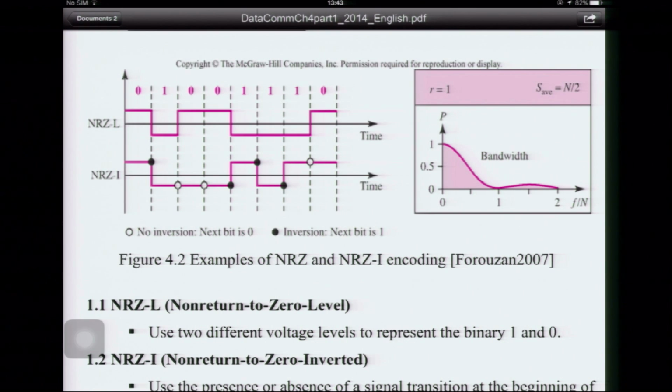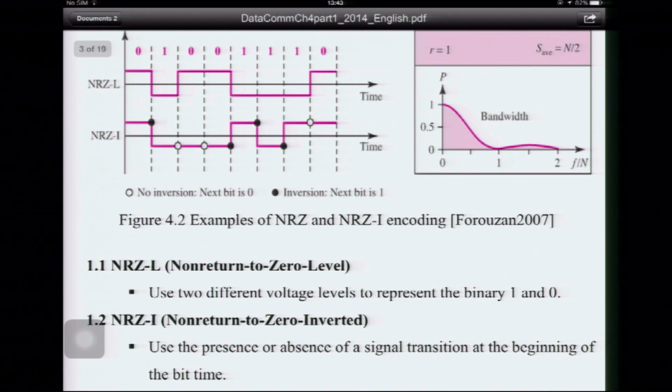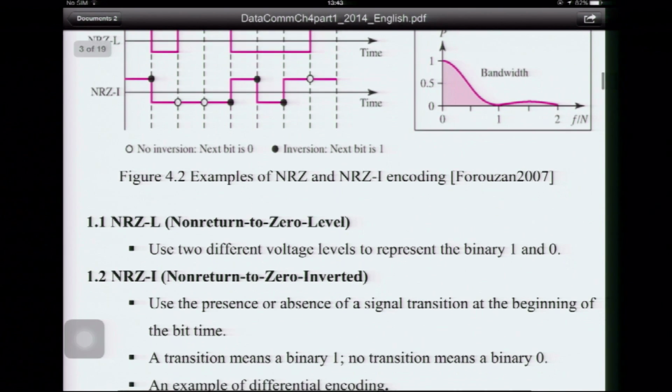But NRZ-I, non-return to zero inverted, uses the presence and absence of a signal transition at the beginning of the bit time. So check whether there is a transition at the beginning of the bit or there is no transition at the beginning of the bit. If there is a transition at the beginning of the bit, it means binary 1. If there is no transition, it means binary 0.